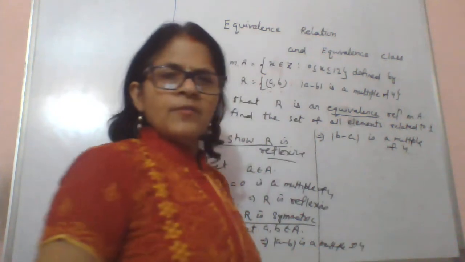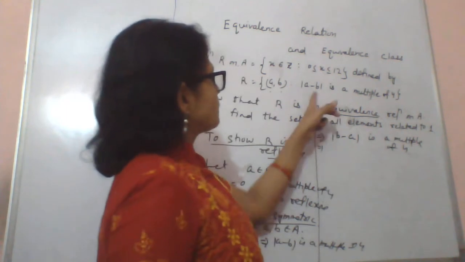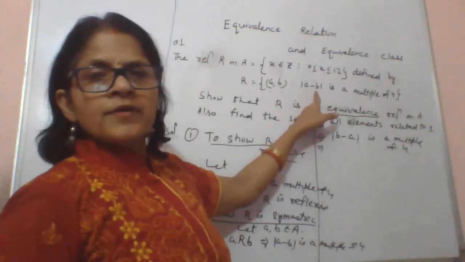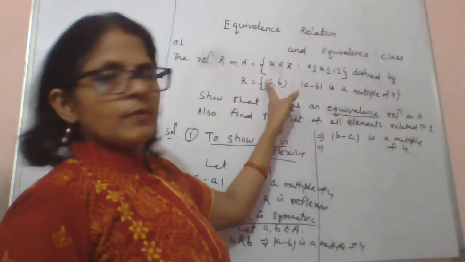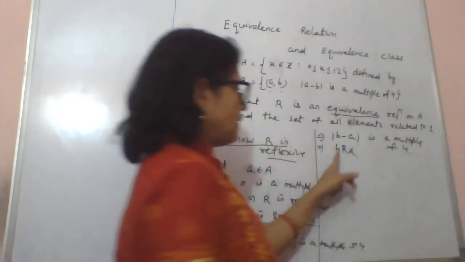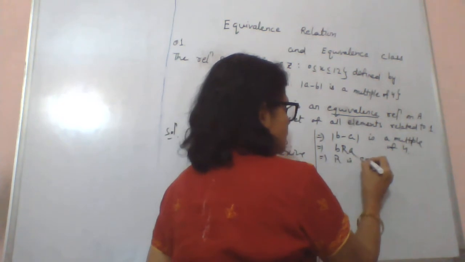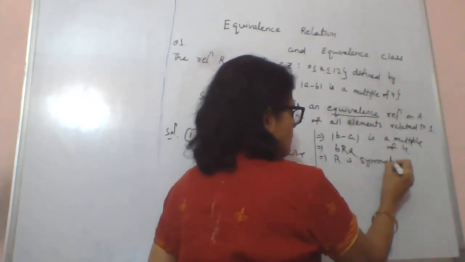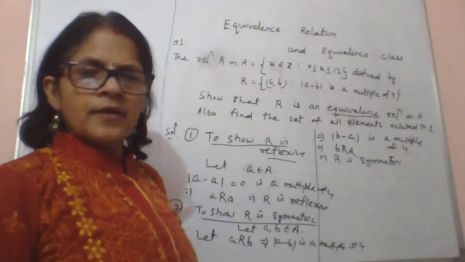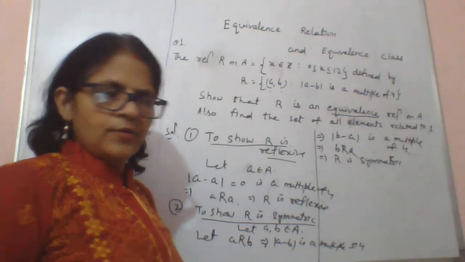The reason being mod a minus b equals mod b minus a. So when mod a minus b is a multiple of 4, (a, b) is in R, and when mod b minus a is a multiple of 4, it will be (b, a) in R. This implies b is related to a. This implies R is symmetric, because we have proved here that (a, b) in R implies (b, a) in R. So a related to b implies b is similarly related to a.